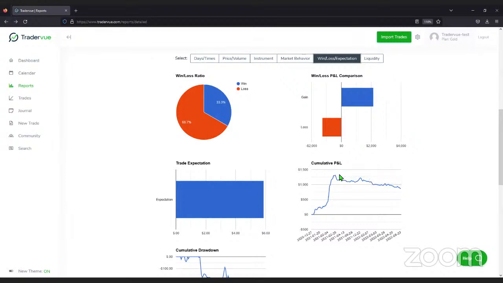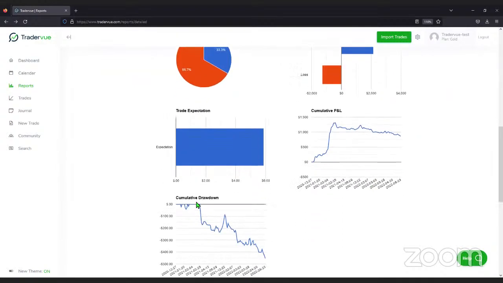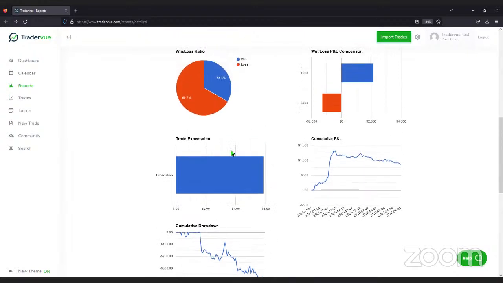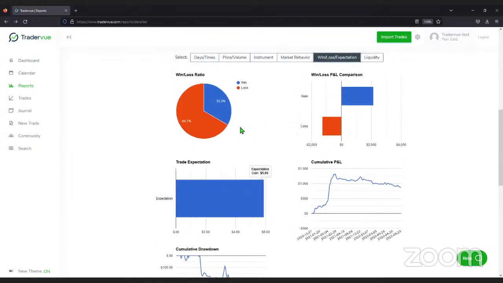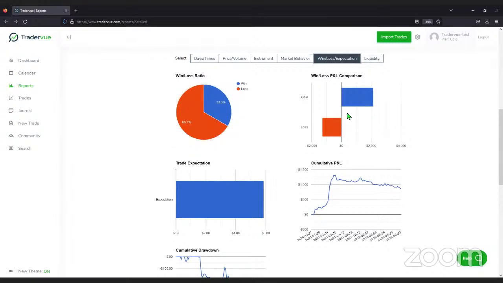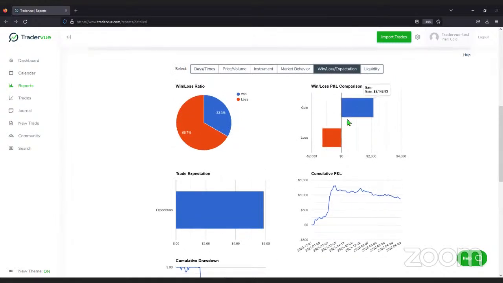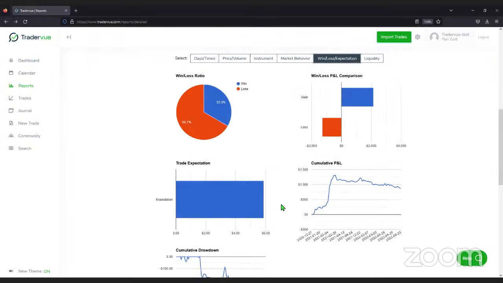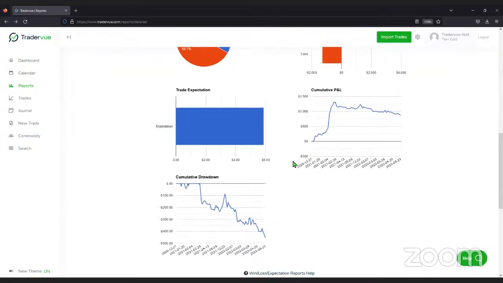And this is usually how it looks. You have to pay your market tuition in order to find new setups and adapt to different market conditions. You also have a chart of cumulative drawdown, which is very similar to what you have here. Then you have trade expectation, and then you have win-loss ratio. Then you have your gains compared to your losses, and this is a section that's very popular amongst our users.